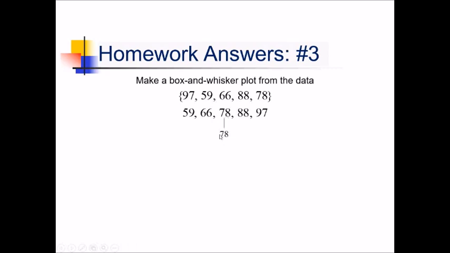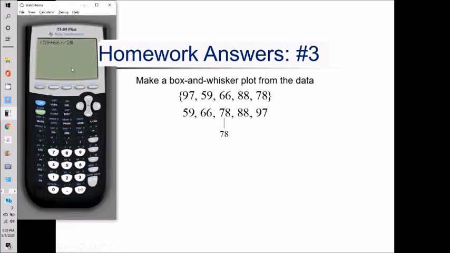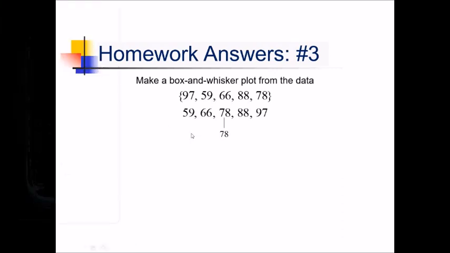And then we have to take a look at the first half of the data below the median, so the 59 and the 66. Now the median of this, well, there's only 2 numbers, so we're just going to take the average of these 2 numbers. Let's do that on the calculator. So we've got 59 plus 66 divided by 2, and that's going to be 62.5.